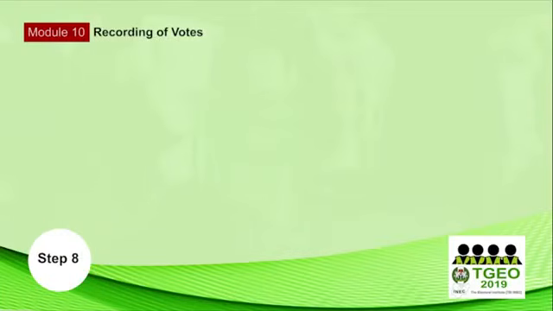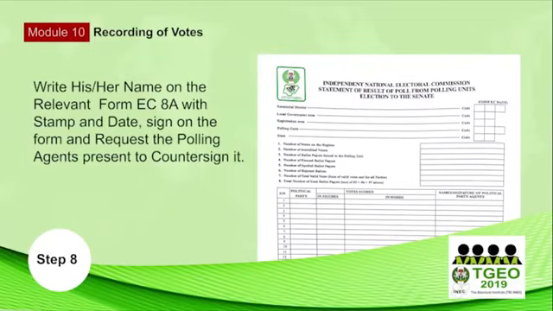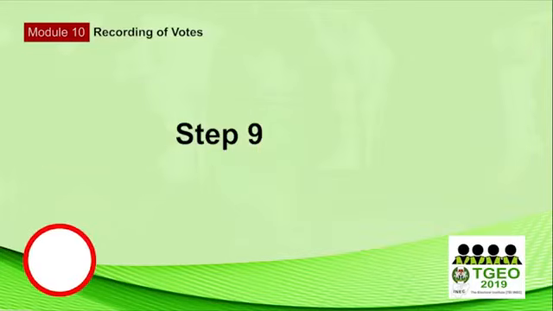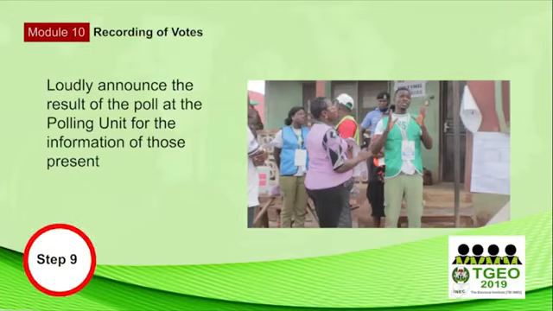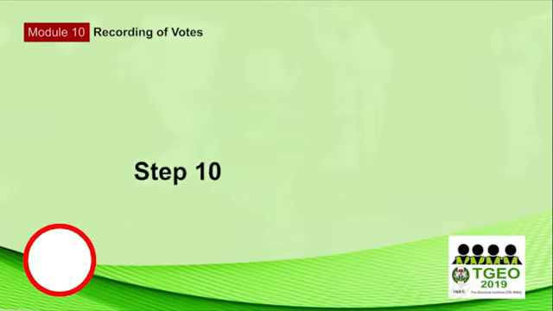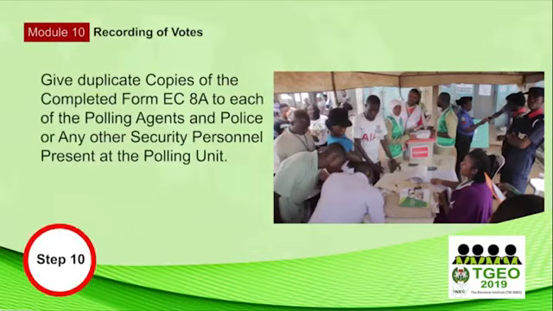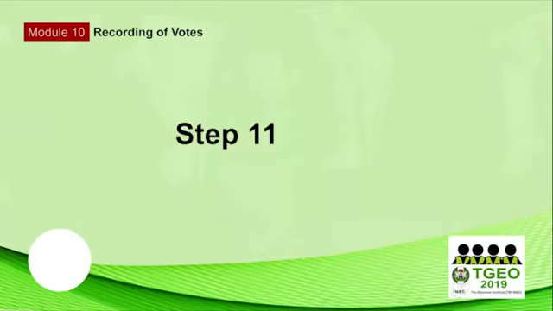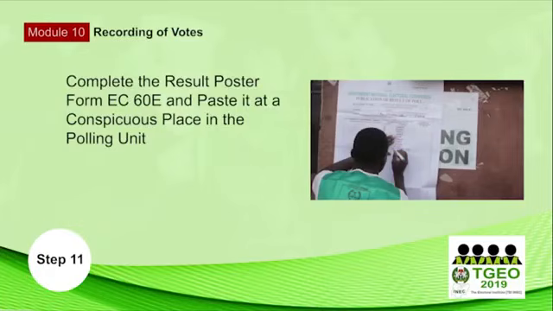Step 8. Write his or her name on the relevant Form EC8A with stamp and date. Sign on the form and request the polling agents present to countersign it. Step 9. Loudly announce the result of the poll at the polling unit for the information of those present. Step 10. Give duplicate copies of the completed Form EC8A to each of the polling agents and police or any other security personnel present at the polling unit. Step 11. Complete the result poster Form EC60E and paste it at a conspicuous place in the polling unit.